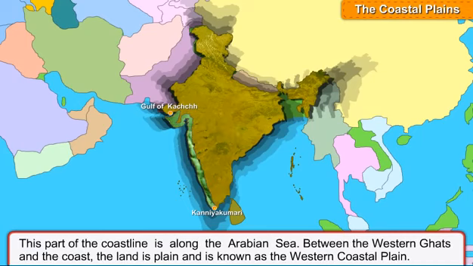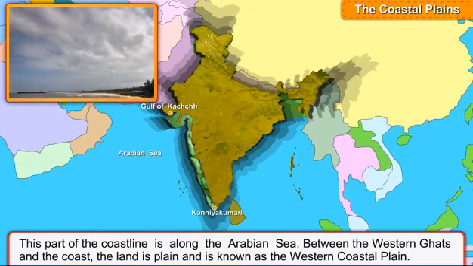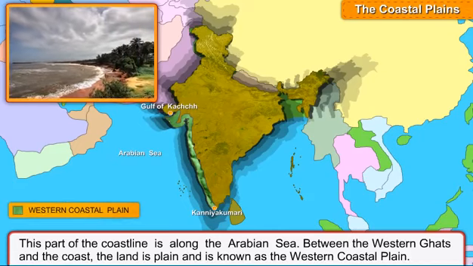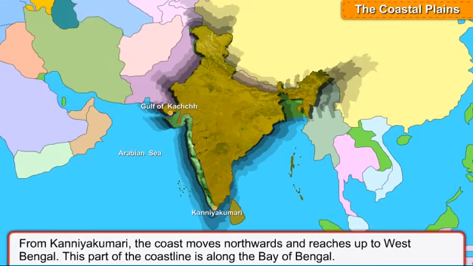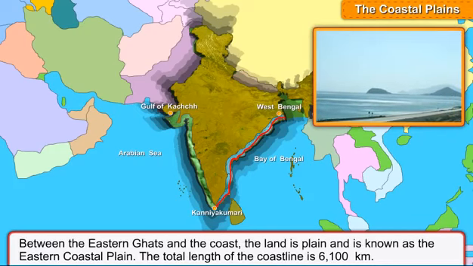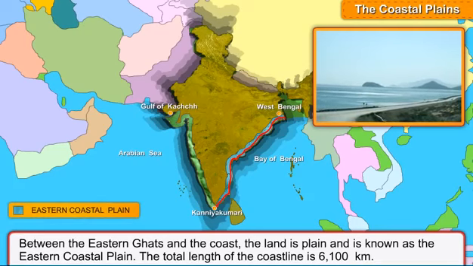This part of the coastline is along the Arabian Sea. Between the Western Ghats and the coast, the land is plain and is known as the Western Coastal Plain. From Kanyakumari, the coast moves northwards and reaches up to West Bengal. This part of the coastline is along the Bay of Bengal. Between the Eastern Ghats and the coast, the land is plain and is known as the Eastern Coastal Plain.